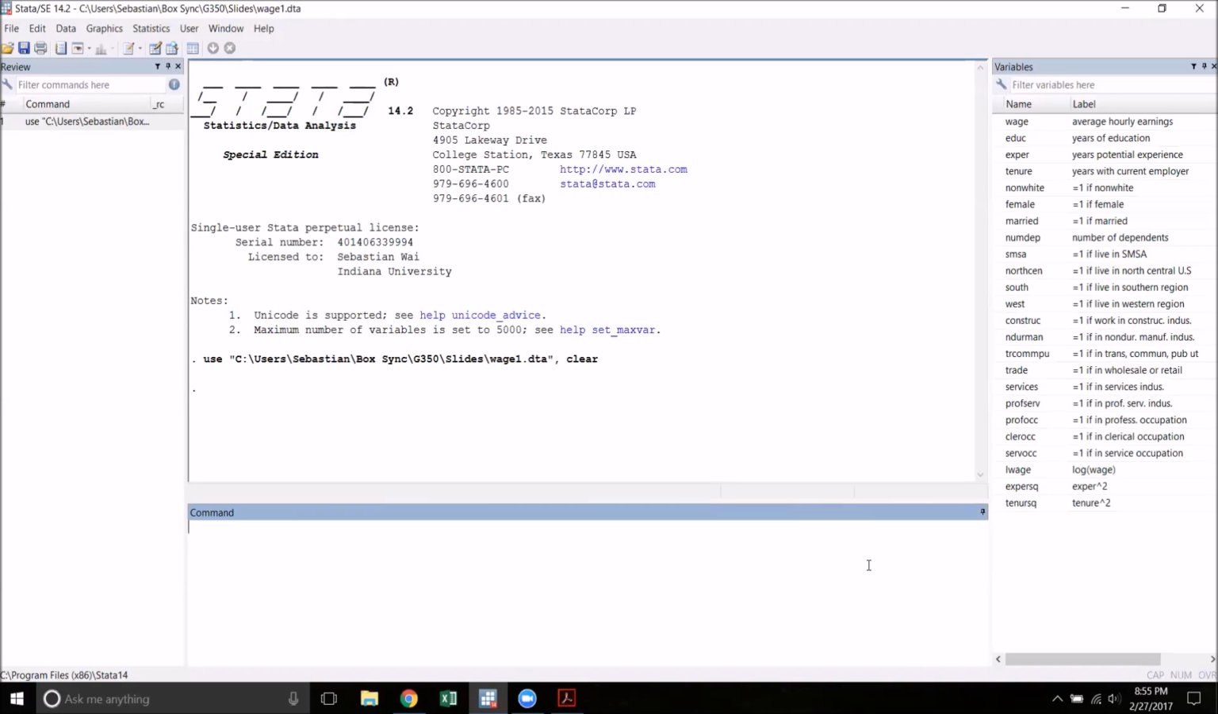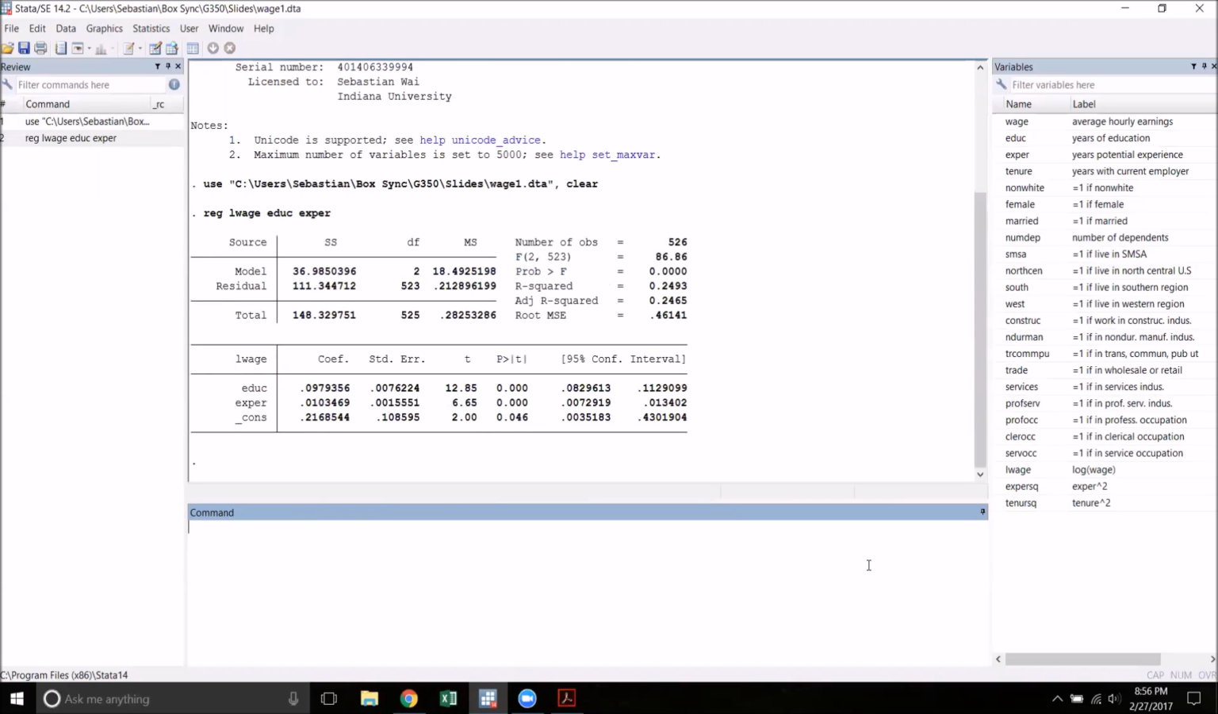I'm going to continue with the simple Mincer equation estimation from the last video. I'll regress the log of wage on the years of education and years of experience. Let's start with the Breusch-Pagan test.